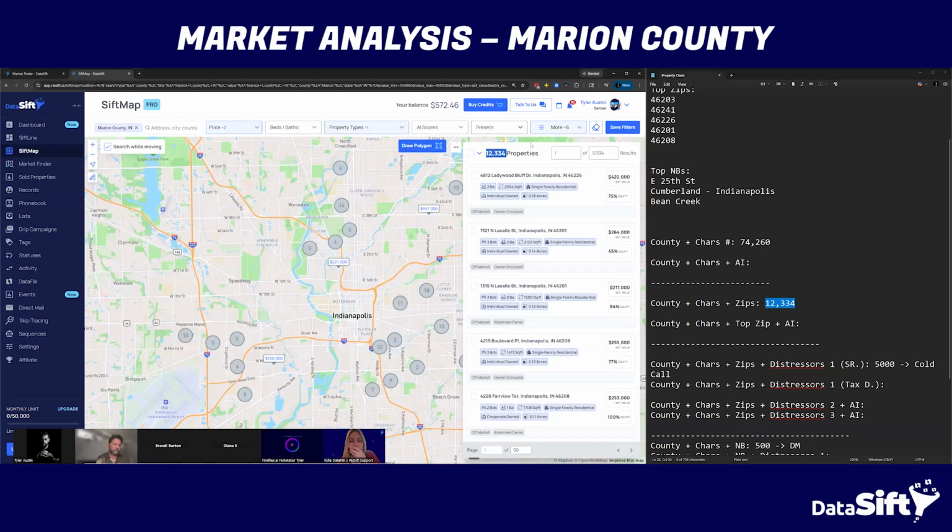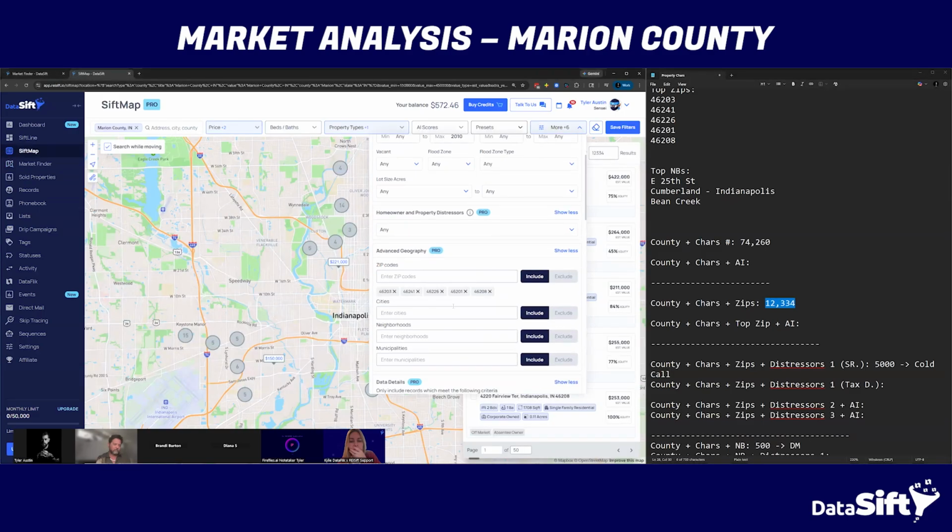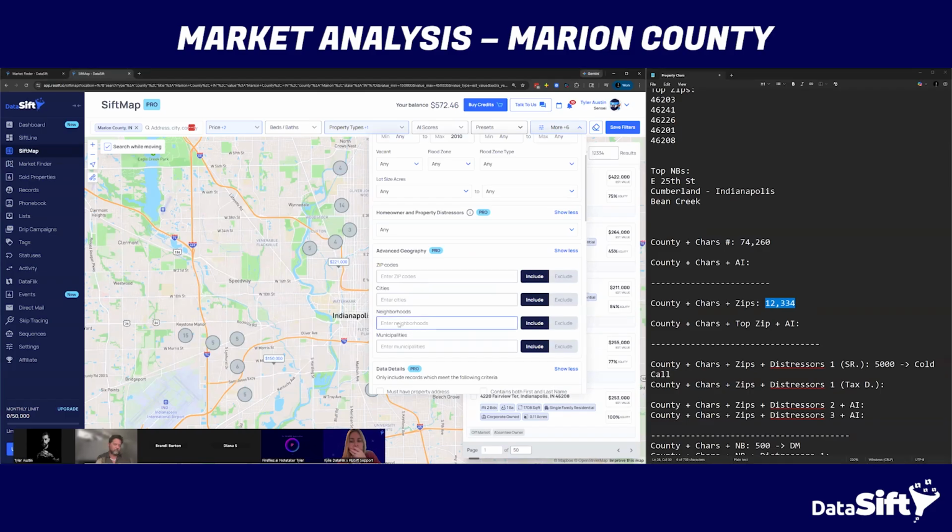So if we now look at it, let's just look at the neighborhoods. Let's remove these zip codes and just add some of these neighborhoods that we have. So East 25th Street, Cumberland.